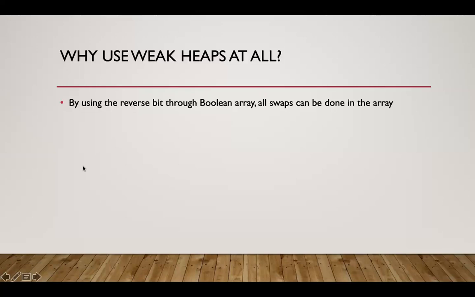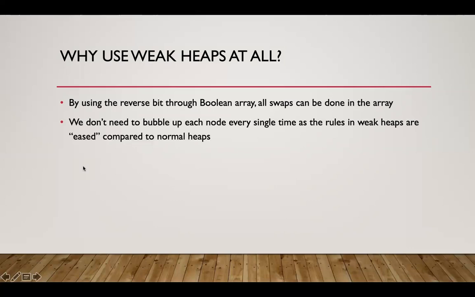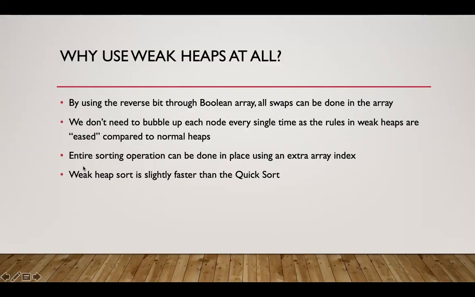By using the reverse bit through a Boolean array, all the swaps can be done in the array, so it makes it a bit faster. We do not need to bubble up each node every single time, as the rules in weak heap are eased compared to the normal heaps. So it is not as strict as regular heaps. The entire sorting operation can be done in place using an extra array index. That's why we are using an extra space there. And the last one is that weak heap sort is slightly faster than the quick sort.